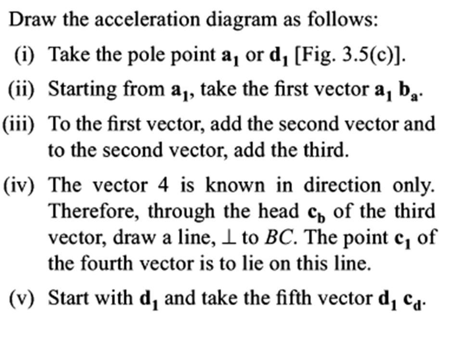So I will not explain much of this. I will directly draw a line, but you have to take one pole point, that is A1 or D1, that is the initial point, and from there you have to start from A1 and taking the first vector, that is from A1 to BA, and to the first vector add the second vector, and to the second vector add the third. So when you get the vector, the fourth is known in direction only, therefore through the head CB of the third vector draw a line perpendicular to BC, and the point C1 of the fourth vector is on this line.